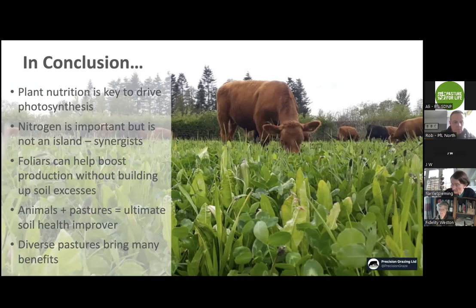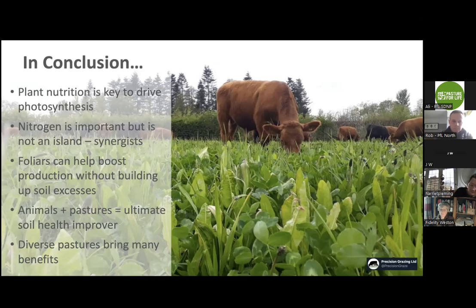Now, for those of you who are pasture-based, you have a very lucky advantage. I think animals plus pastures are the ultimate soil health improvers. It is through that grazing interaction of the animal, the pasture, the hoof, the manure, the urine, the tugging, the saliva, the ripping, the grazing, the teeth. There is something in that interaction that absolutely drives soil organic matter formation. As we all know, pastures have much more soil carbon than arable systems.